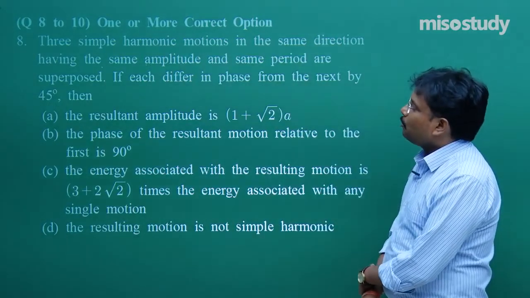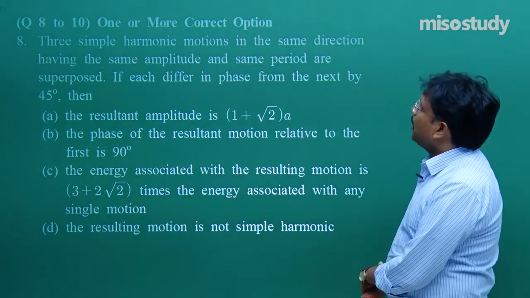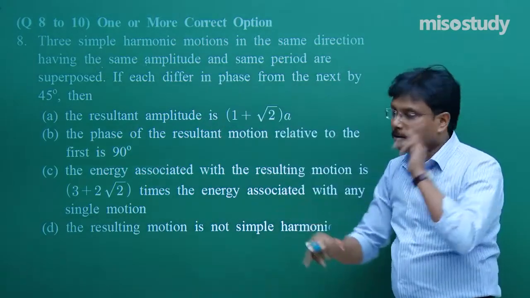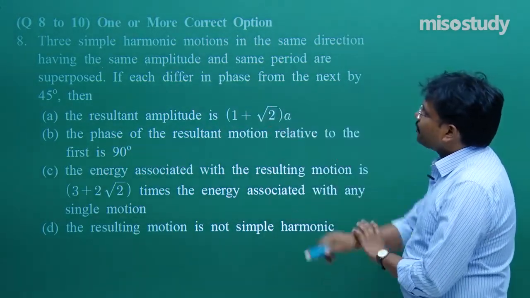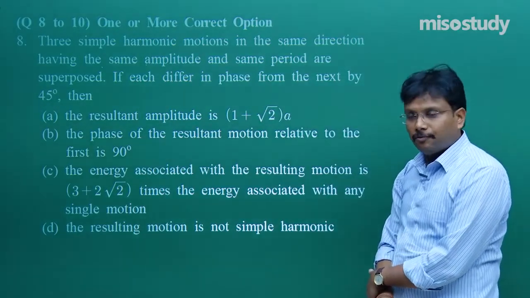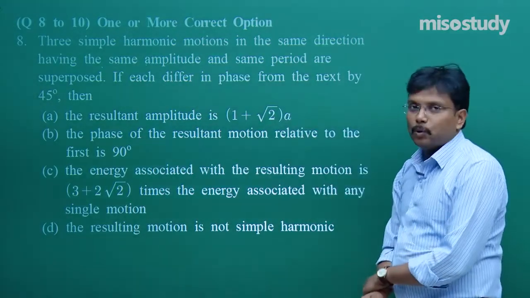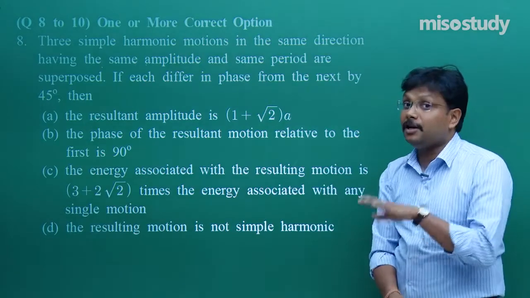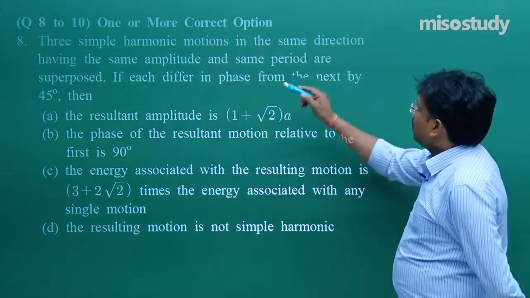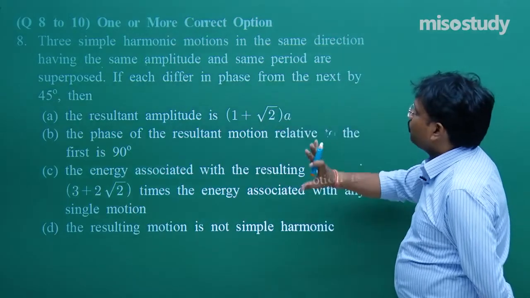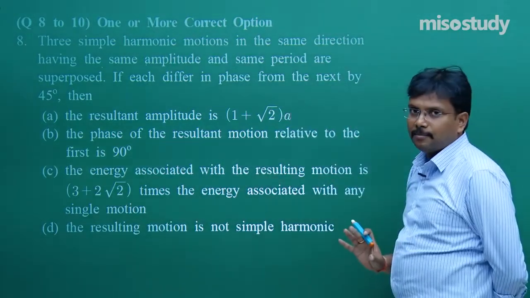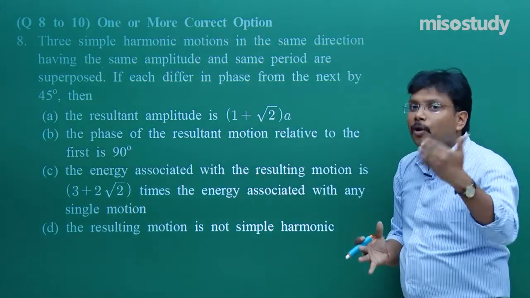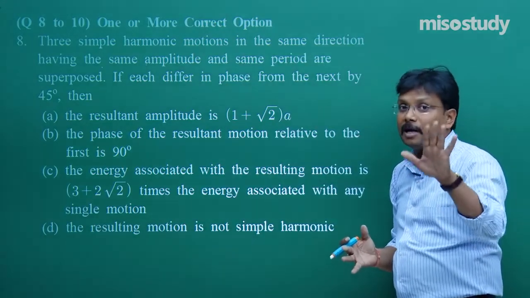Three simple harmonic motions means 3 SHMs in the same direction, having the same amplitude and same period, are superimposed. If each differs in phase from the next by 45 degrees, then now if 3 simple harmonic motions having the same amplitude, same time period, but phase difference pi by 4 are superimposed, what are the equations of those SHMs? First we will write down that.